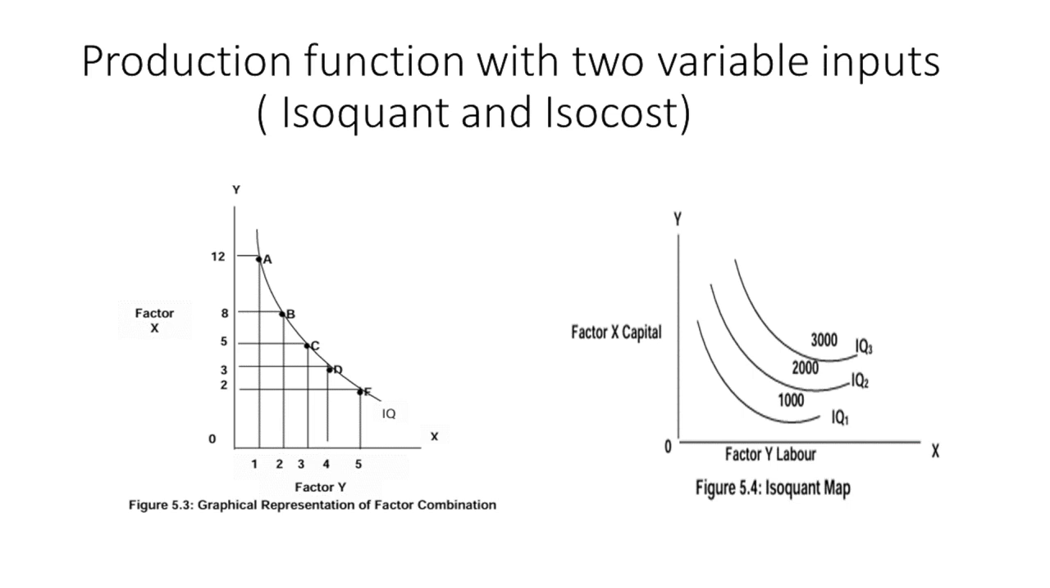From this diagram we can see that these isoquant curves never intersect each other. They never touch the zero point, the origin.